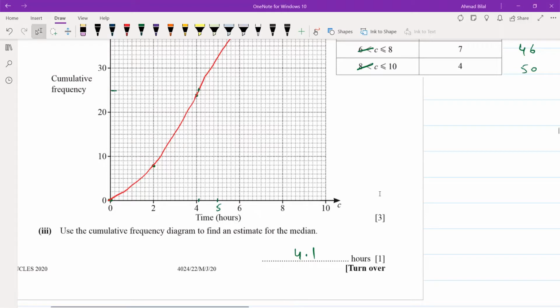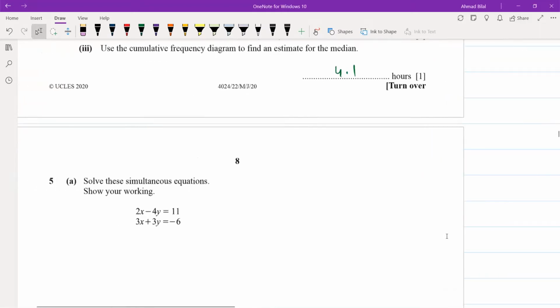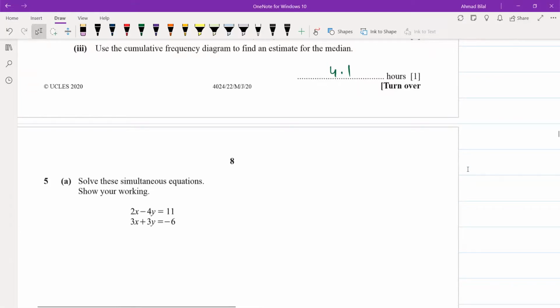All right, so that's it on question number 4. Any problems with this? No. Okay, let's move on.